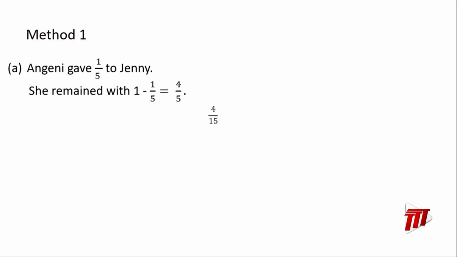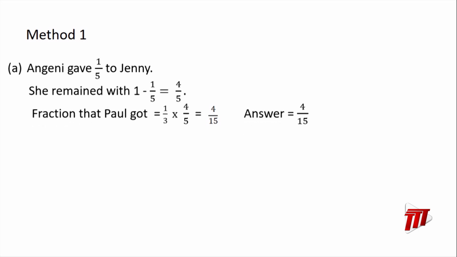She's now going to give 1/3 of that 4/5 to Paul. So the fraction that Paul got was 1/3 of the 4/5. When you multiply your fractions, you multiply your numerator, you multiply by your denominator, so you get 4/15, and that is your answer for the first part. So Paul got 4/15 of the mangoes.